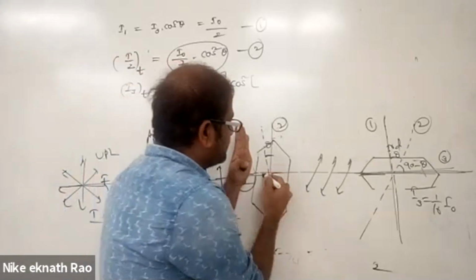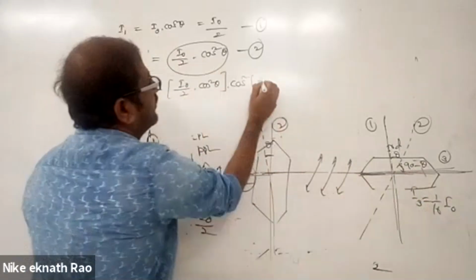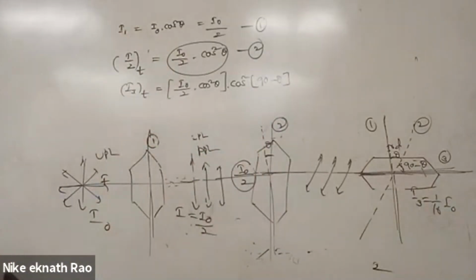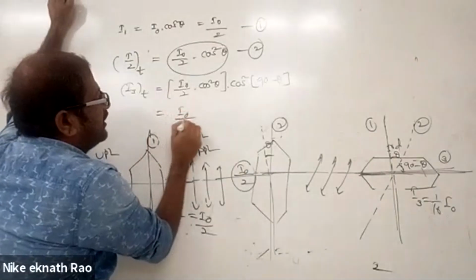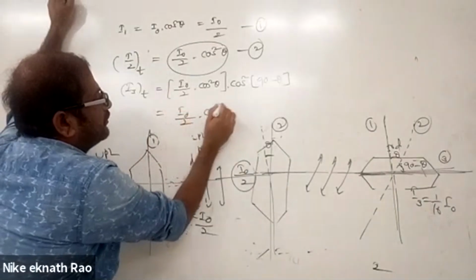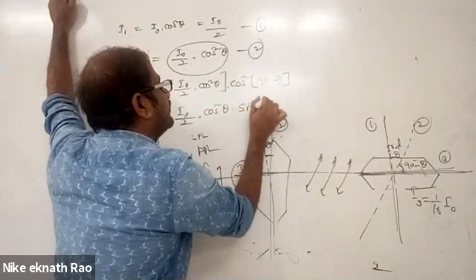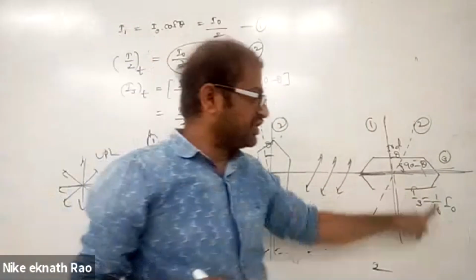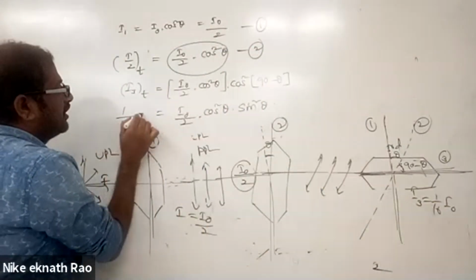Now the third is perpendicular. This angle is how much? 90 minus theta. This is cos square of 90 minus theta. This is clear, everyone? So you can simplify: I naught by 2 into cos square theta into cos square of 90 minus theta, that is sin square theta. But this intensity, how much is mentioned? 1/16th of incident intensity, that is 1/16th of I naught.